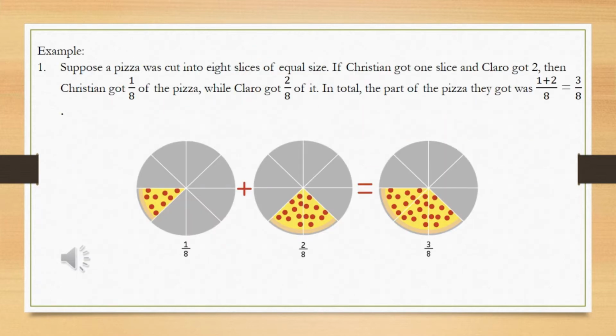Example, suppose a pizza was cut into 8 slices of equal size. If Christian got 1 slice and Claro got 2, then Christian got 1/8 of the pizza, while Claro got 2/8 of it. In total, the part of the pizza they got was 1 plus 2 over 8 equals 3/8. Since they have the same denominator, it is easier for us to add the numerators.